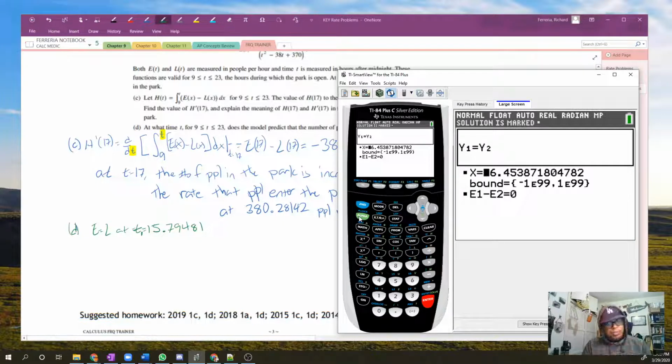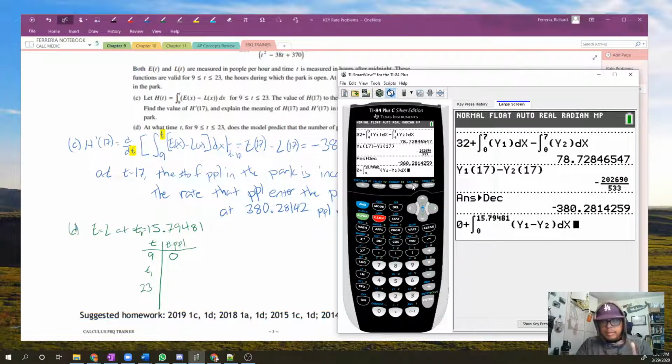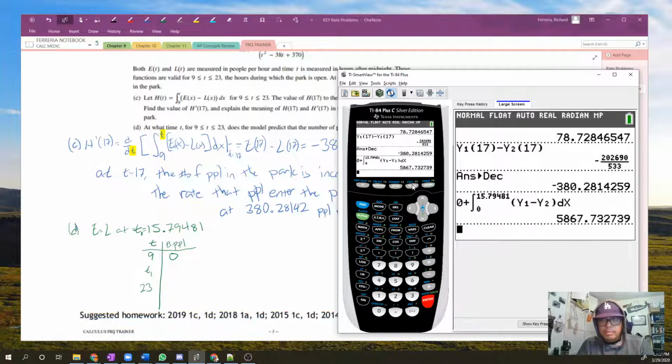So now I just need to make my table and check how many people are in the park at our 3 relevant places. Let's make our table. We already know that at t equals 9, there are 0 people in the park. What about at t equals 15.79481? Going to save a little space here and just do the integral of y1 minus y2. You should know that that's exactly the same thing. And we get that number, 5,867.